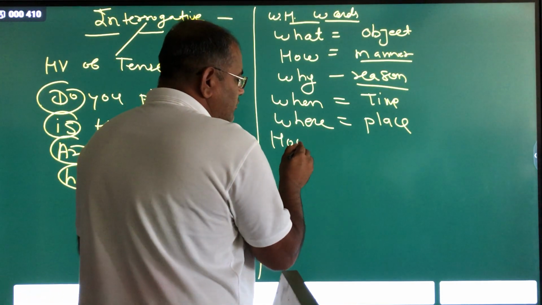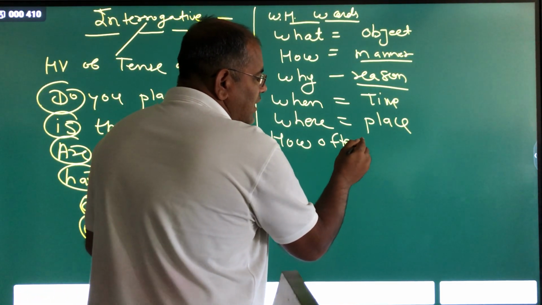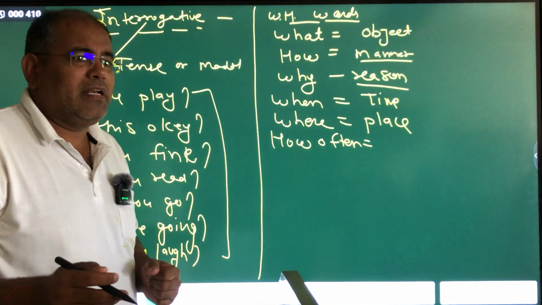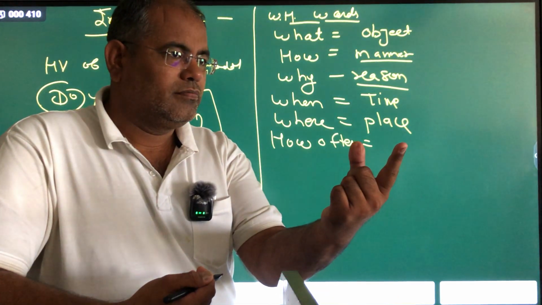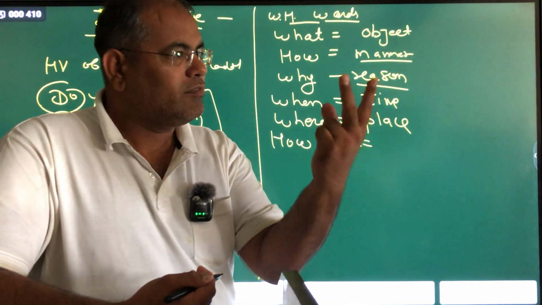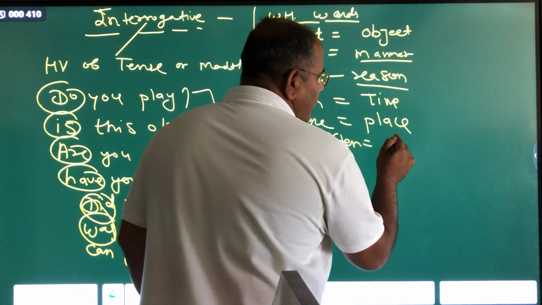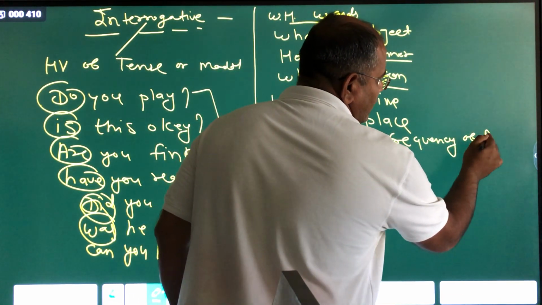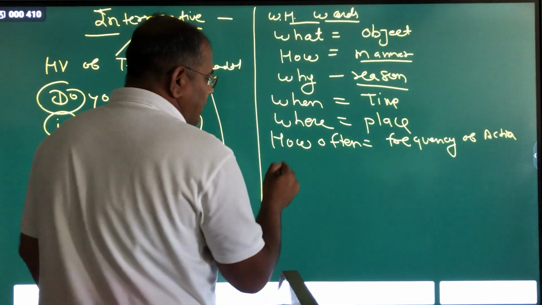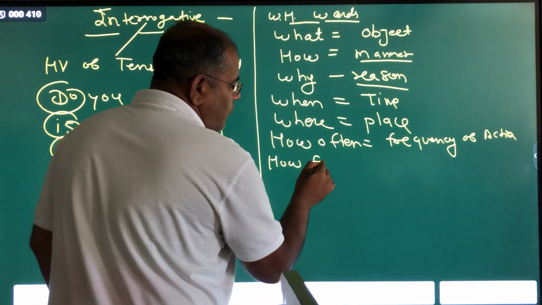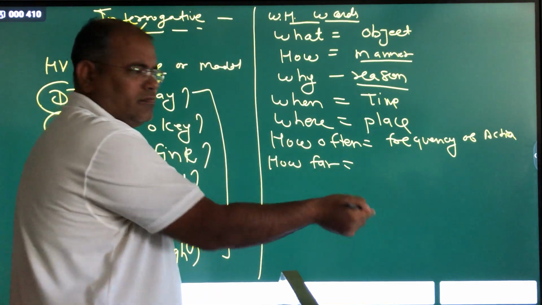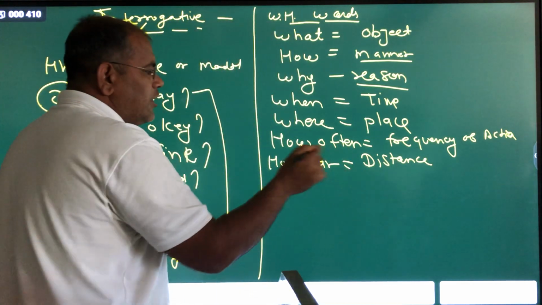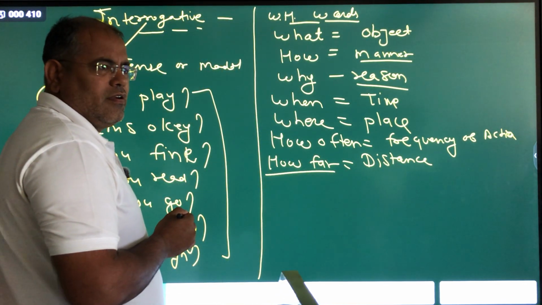How often. How often always asks the frequency of the action. For example, you got married the first time, once. Second time, twice. Third time, thrice. So how often always asks the frequency of action. Do you understand? And for example, how far. How far means to find out distance. If you want to find out the distance from one place to another place, you can use how far.